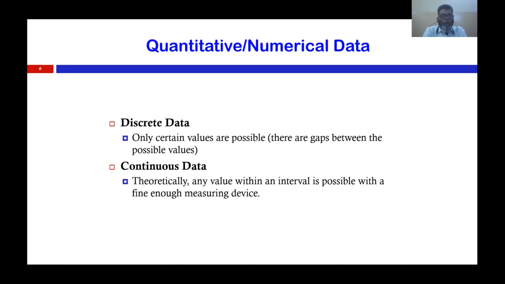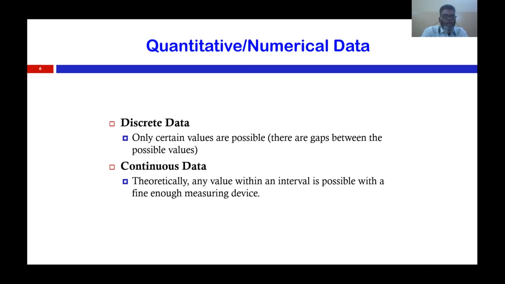So discrete data is data that can only take certain values, for example, the number of students in the class, where you cannot have half of a student. So there will be certain values. Only certain values are possible. There are gaps between the possible values.